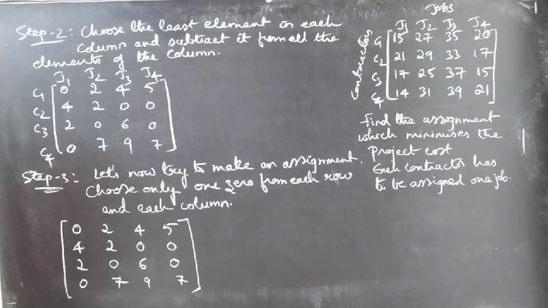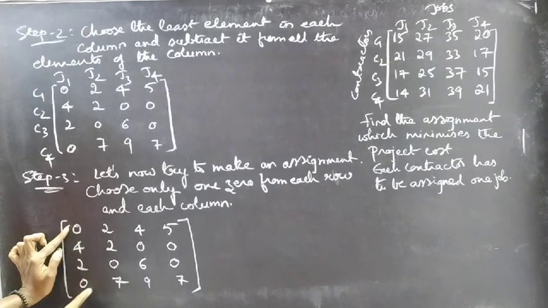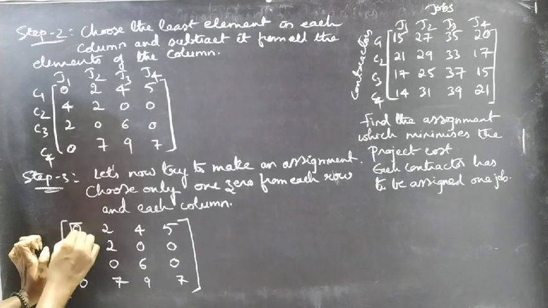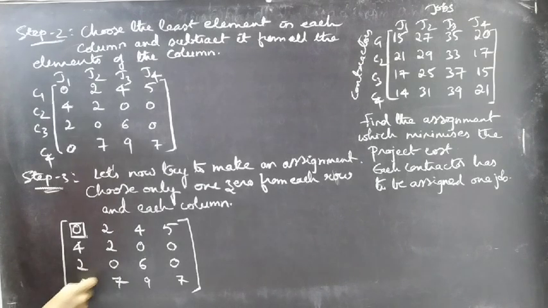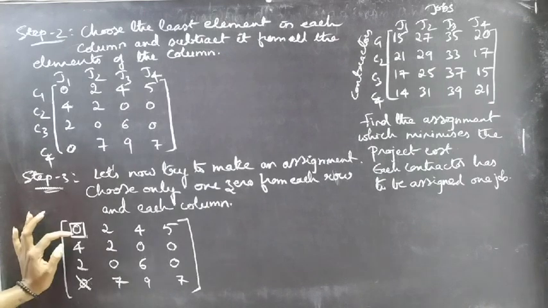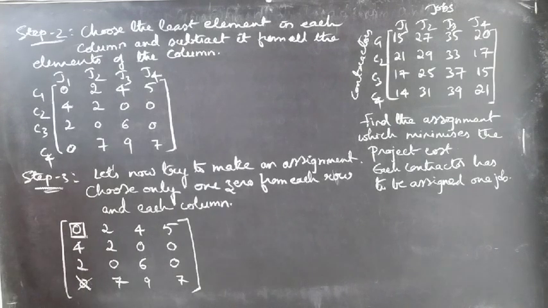So I'll begin with the first row. In the first row we have one 0, right? But in the same column, the first column, we have another 0. If you want to make an assignment, just mark the 0 and cross the remaining 0 in that same column or same row. Since we have marked the 0, there is one more 0 which exists in this column, so we'll cross that 0. Now if you notice, you have 2 zeros in the second row and 2 zeros in the third row, right? Now let's check the columns.